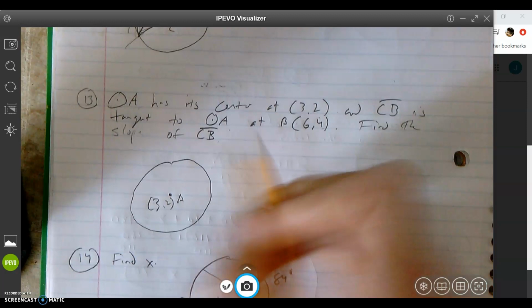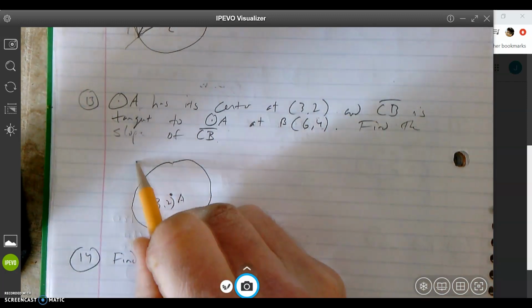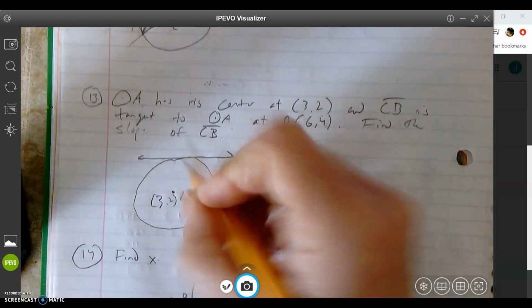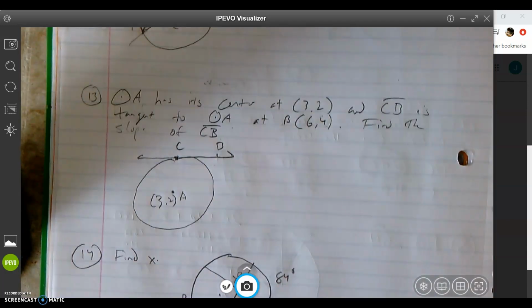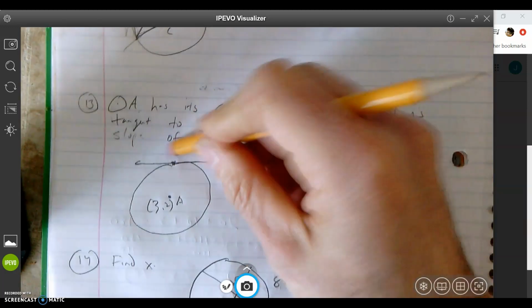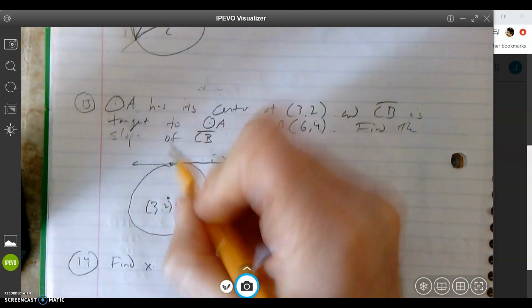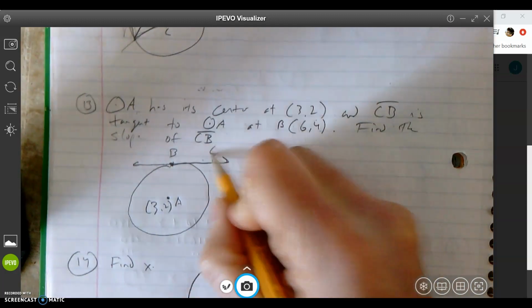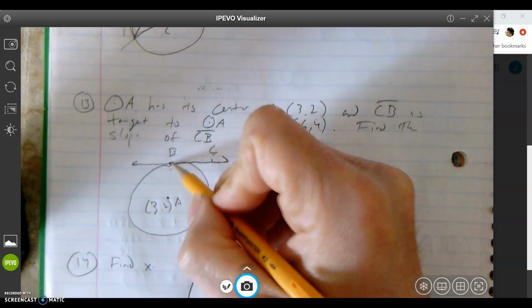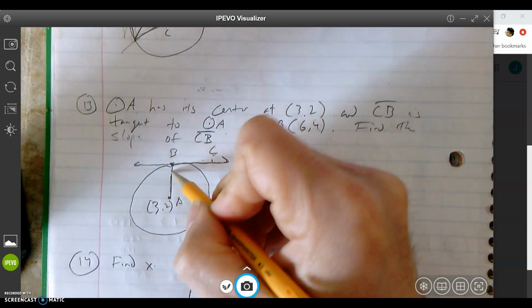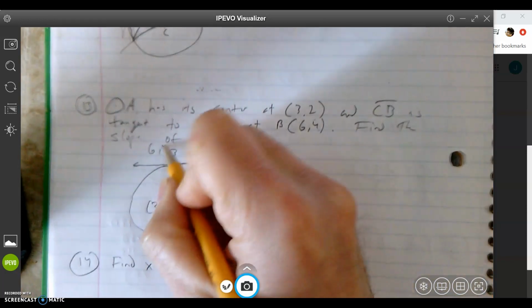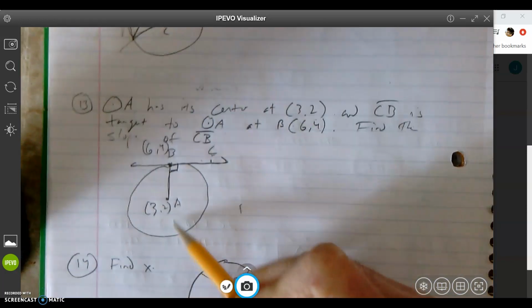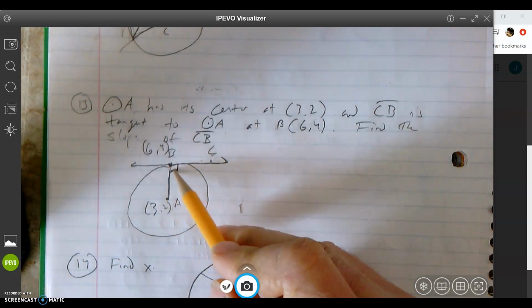So CB is tangent at B. So this is B, this is C. So this is tangent. I know that if it's tangent, it is a right angle, and this is 6, 4 here. If a radius is tangent, that means it forms a right angle.